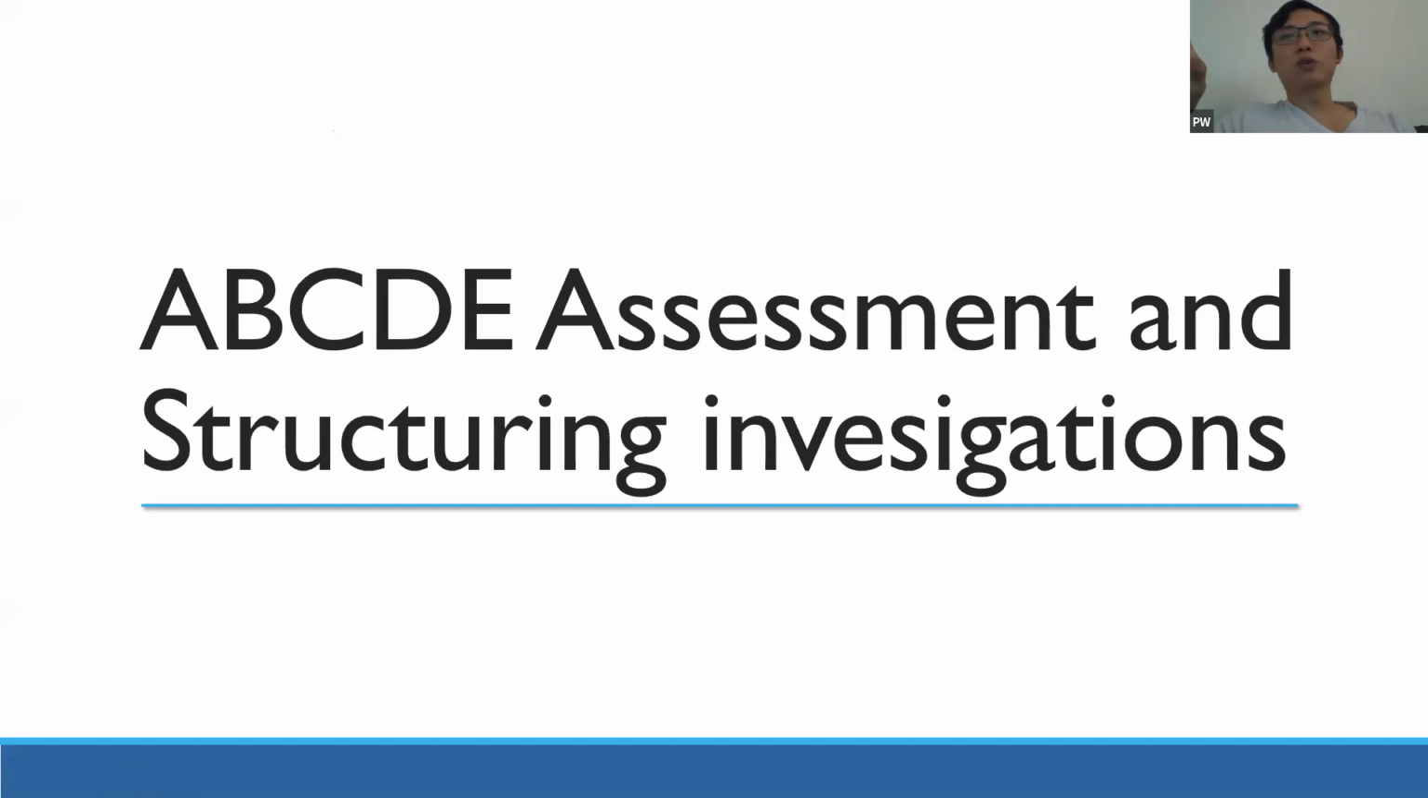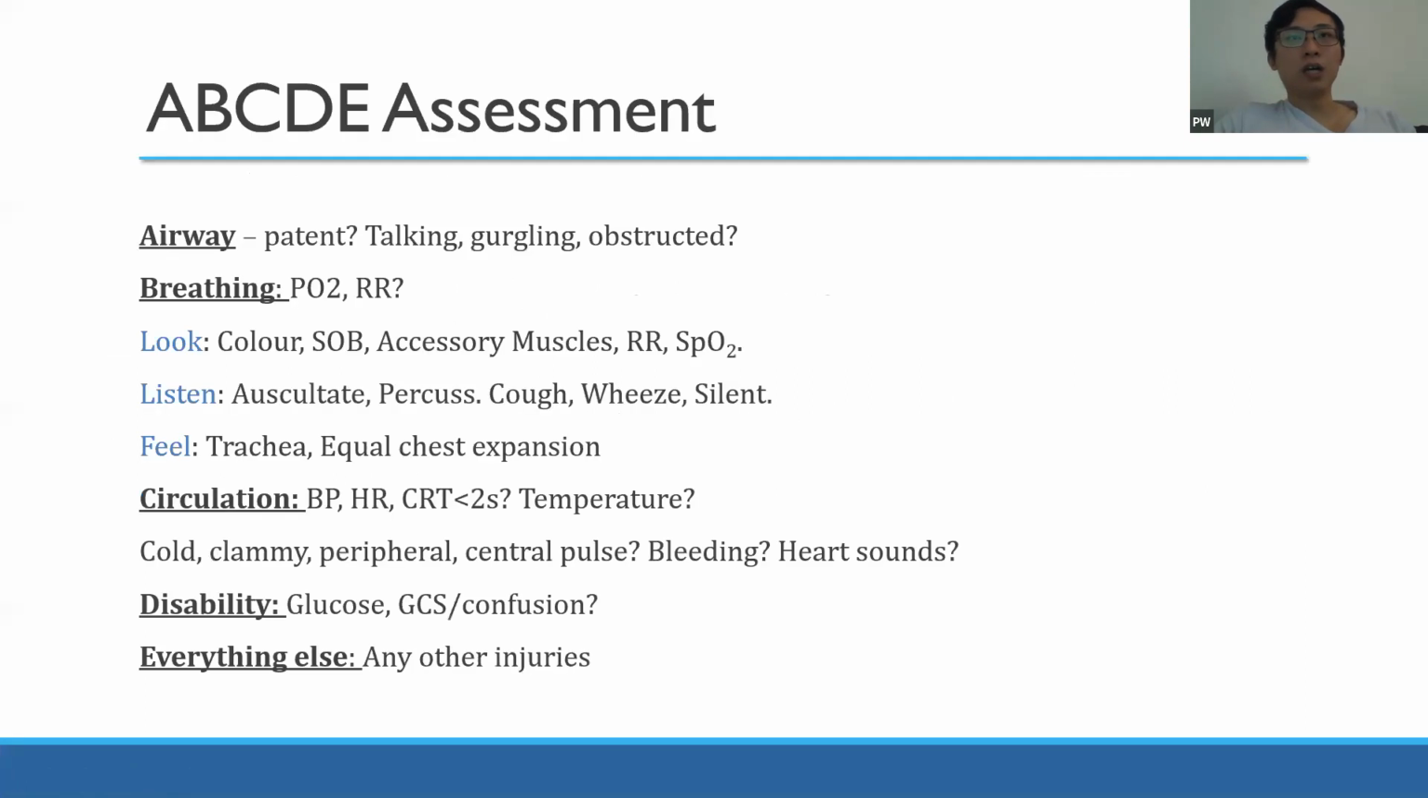So I'm going to walk through really quickly some ABCDE assessment and some of the investigations that I went through before. I'm sure all you guys know a bit about ABCDE, but we're going to go through it really quickly. Initially, you have a look at the patient, you do your DR ABC: any danger, any response. If you're worried, shout for help.